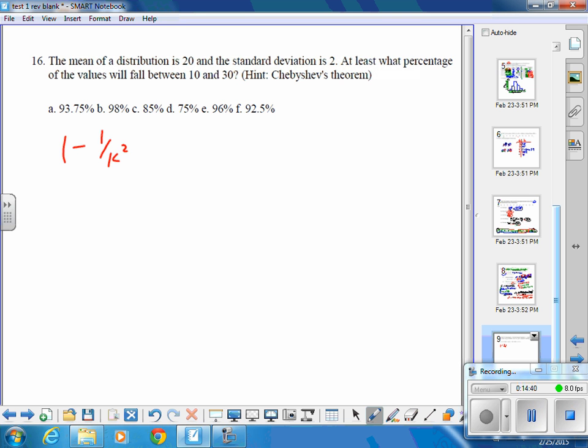So how do we find k? What do we do here? The first thing I need to do is take the highest and the lowest, and subtract them, and I get 20. Oh, I'm sorry. Hang on a minute. Did that wrong. I need to take the highest minus the mean, which is 30 minus 20, which is 10. I was thinking backwards.